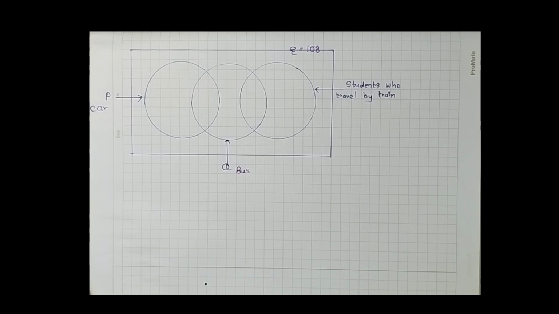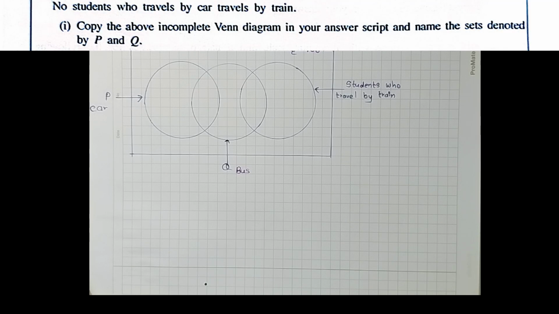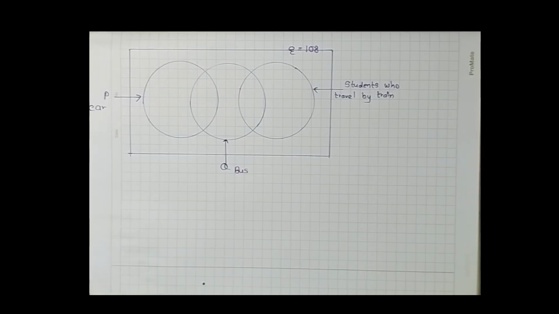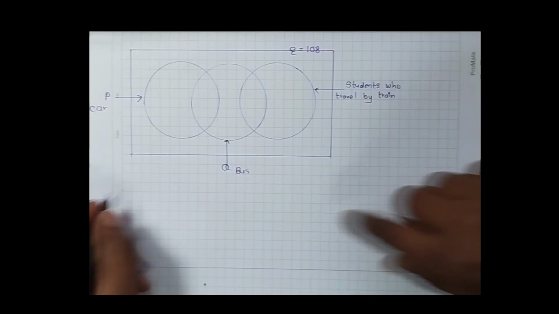Let's read the first question. Copy the above incomplete Venn diagram in your answer script and name the sets denoted by P and Q. First, you have to copy this Venn diagram in your answer sheet. Then you have to name P and Q. We have already found it.